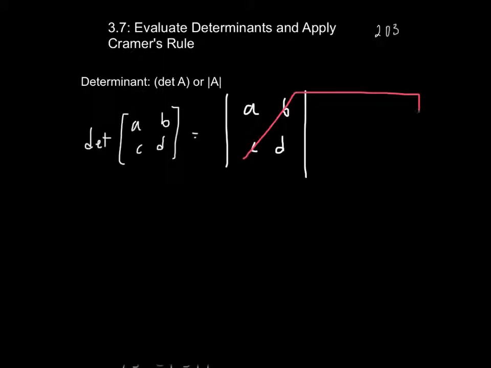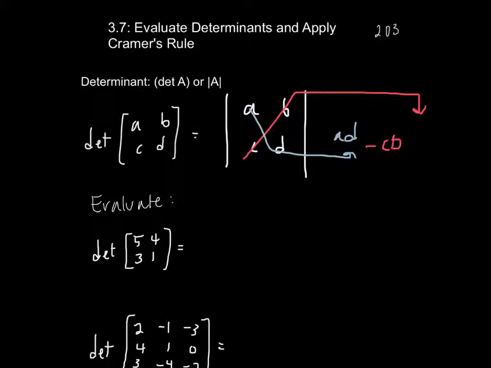We're going to multiply B and C. So CB on this side. And our blue products, those are AD. So we're subtracting our red from our blue. So let's use some actual numbers.